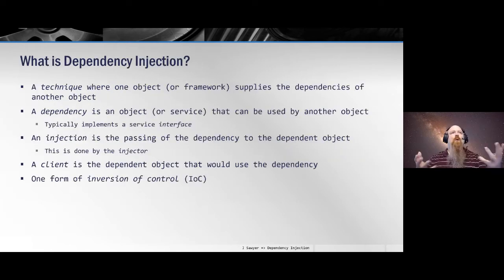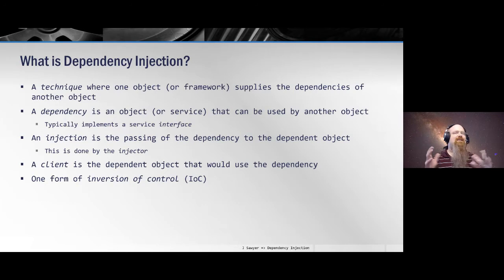So what is it? Dependency injection is a technique. It's not a framework, although there are a bunch of DI frameworks. It's a technique where one object, or in this case a framework, the .NET Core framework, though there are a bunch of others, supplies the dependencies of another object, and they are injected in, hence dependency injection.